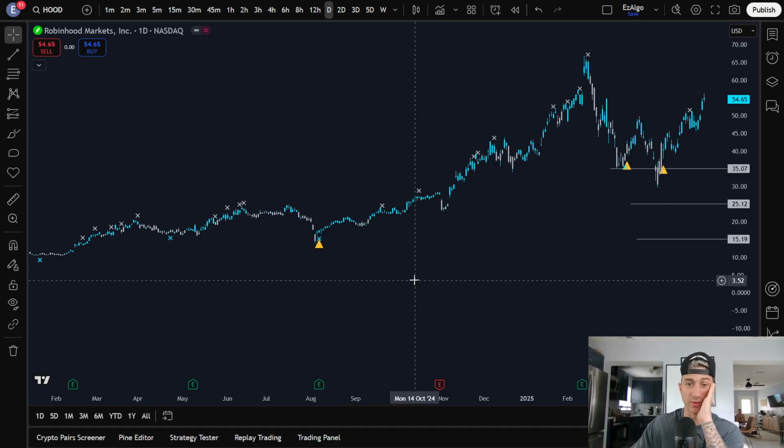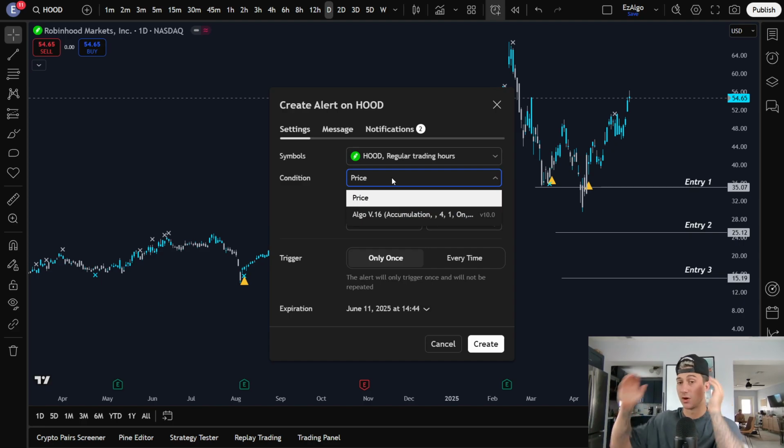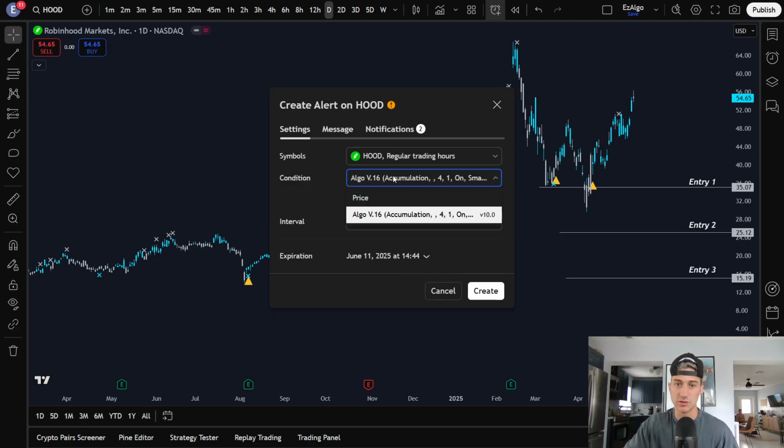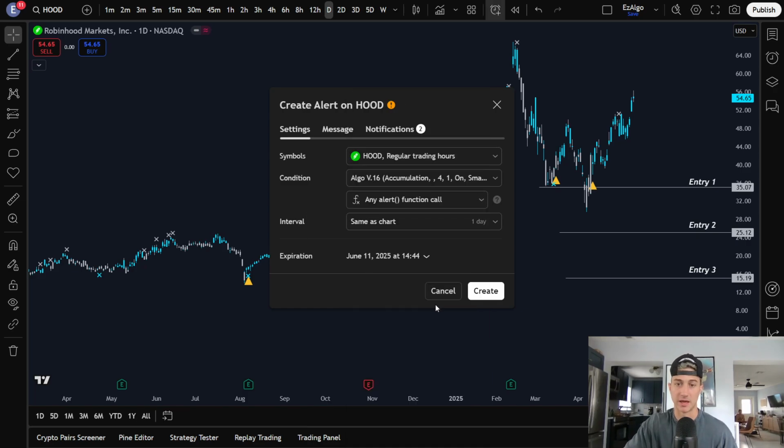Again, all I'm doing is setting alerts, coming up here, setting alerts for whatever stock that I'm trading, let's say Robinhood in this case. Obviously I'm picking stocks that have good fundamentals that I believe in long term so I can get a good average entry. And then I'm setting the condition to the Algo V16 and I'm setting it to the accumulation buy signal. That's literally it.